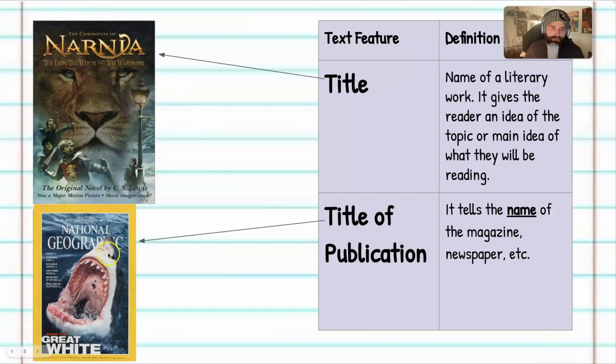This, on the other hand, down here is the title, Inside the Great White. That's the title of this particular magazine from April 2000. But when it says National Geographic, that's the title of a publication. So a magazine article, the Washington Post, the New York Times, and Wordle, which a lot of you have been playing, those are titles of publications.